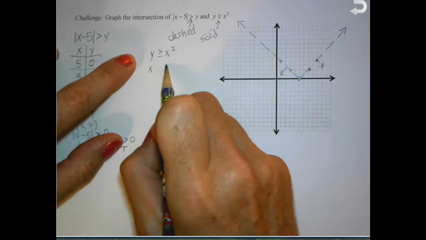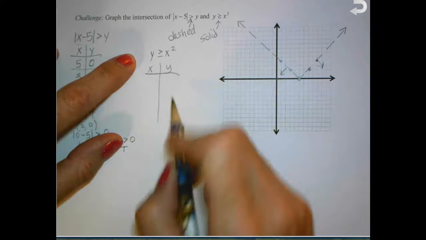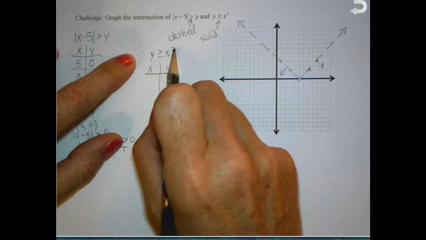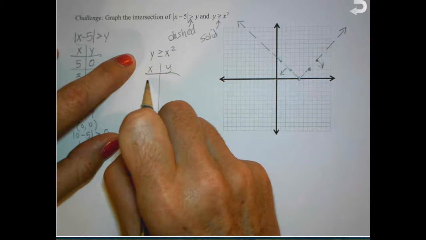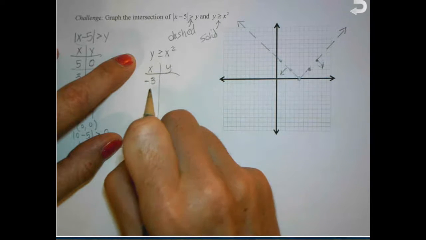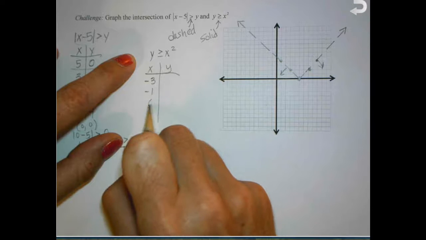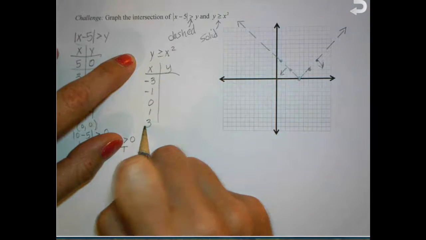And then I need to graph the y is greater than or equal to x squared. So again, I'd like to use an xy table. And I can see by the squared that my values are going to get large very fast, so I might just go negative 3, negative 1, 0, 1, and 3.